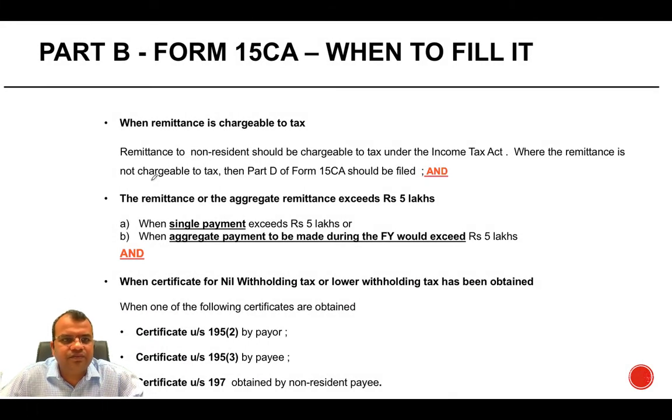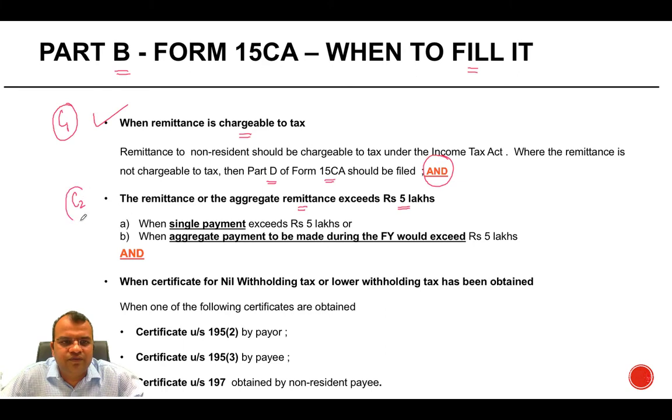Second, Part B. When is it required to be filled? The first is the same, when the remittance is chargeable to tax. If it is not chargeable, you need to fill only Part D of 15CA. And the remittance or the aggregate remittance exceeds rupees 5 lakh. Right? So condition 1, remittance is chargeable to tax.